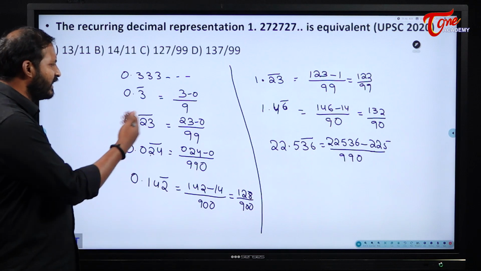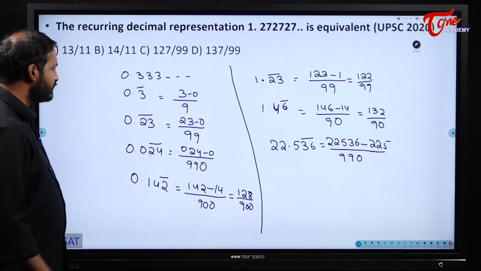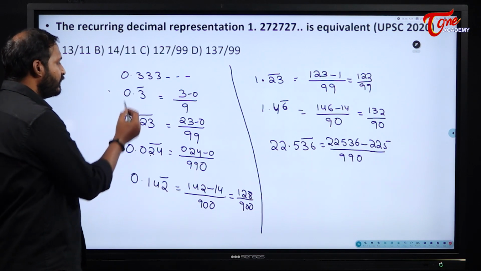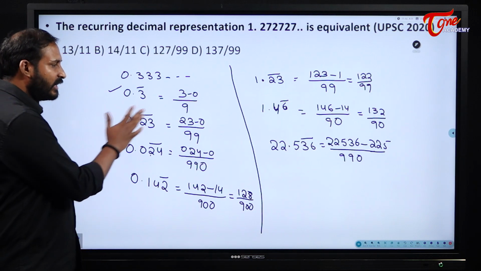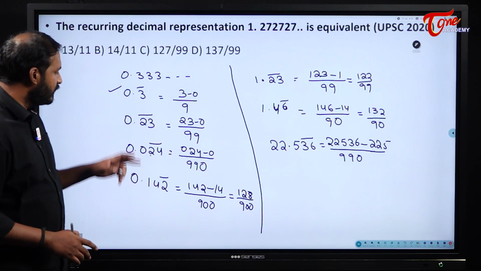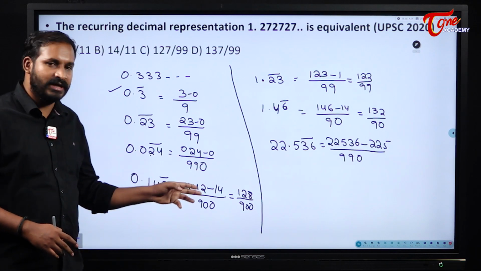What is the reason behind that? I will take this as an example and then I will explain that. The remaining things are not that important, but I hope that you understood why we are writing like this.